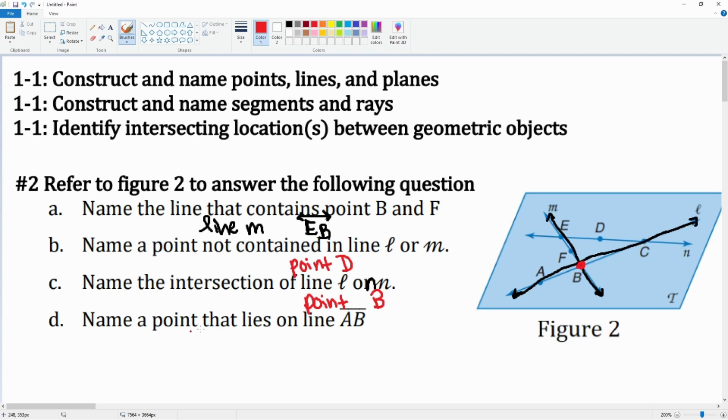Letter D. Name a point that lies on line segment AB. Please understand, it is line segment AB. The line segment of AB is going to be in green. It's right here. A line segment has two endpoints. So a point that exists on it would be point A, or you can write point B. Okay. That line segment still contains those 2 points.